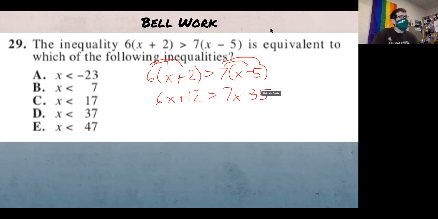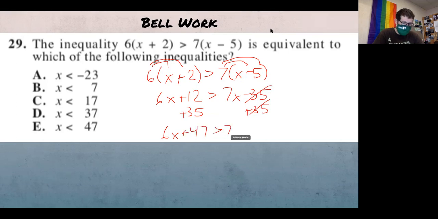And still treating it like an equation, what I want to do is move all of the number terms to one side, all the variables to the other. So I'm going to add 35 to both sides. And these cancel out. I'm left with 6x plus 47 is greater than 7x.